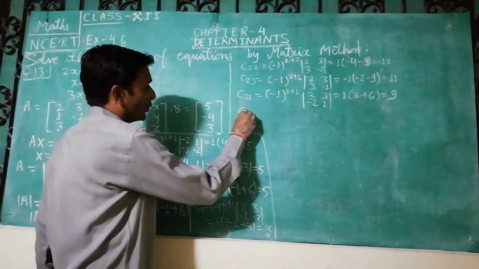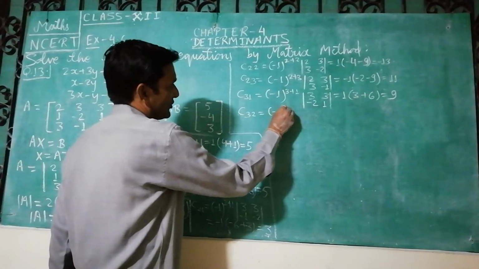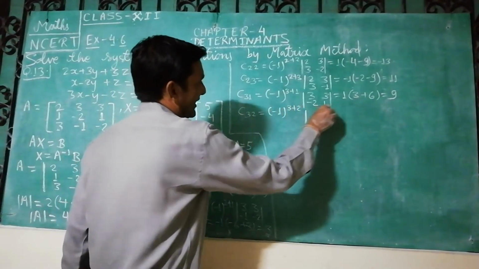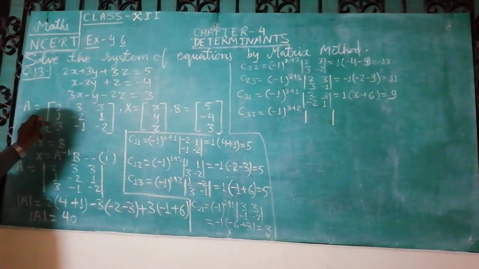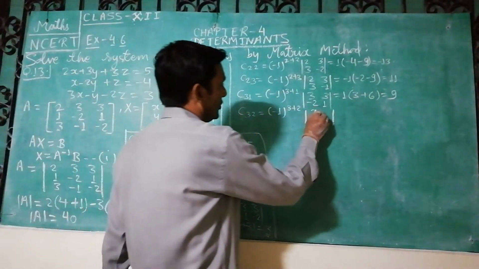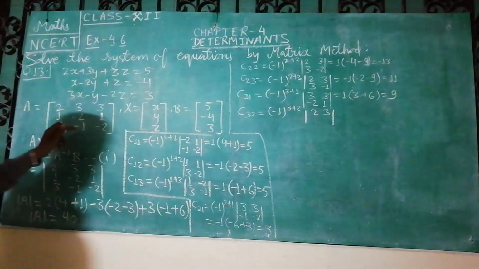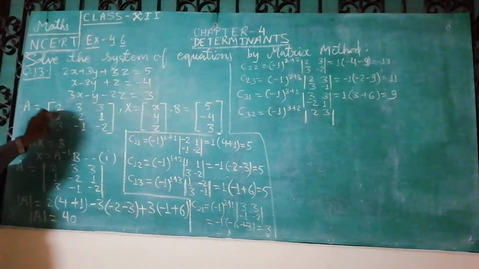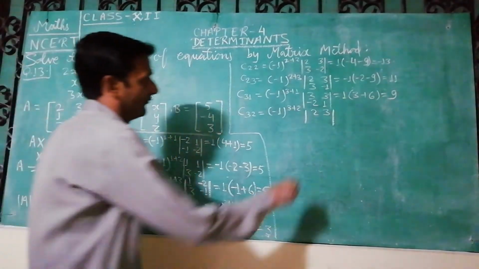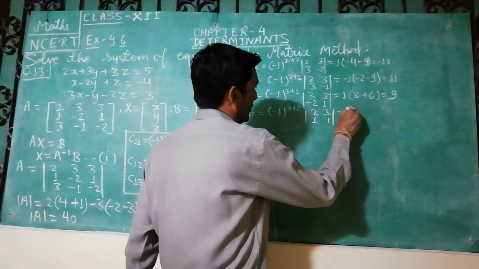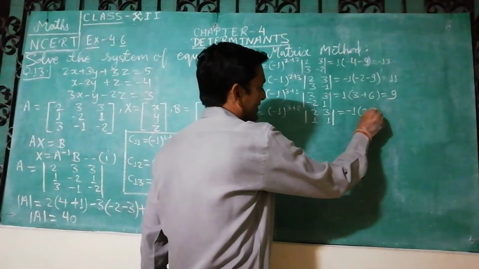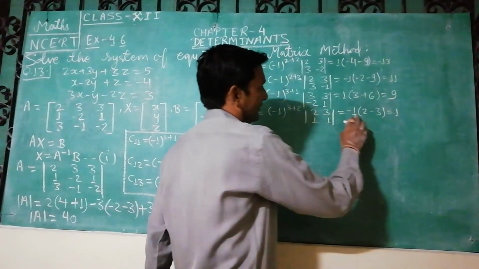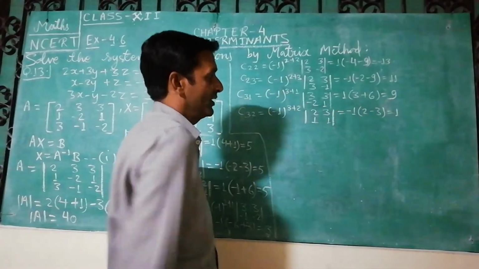Now C32. C32 is equal to minus 1 raised to the power 3 plus 2. And then in the determinant, third row and second column will be eliminated. Means 2, 3 and 1, 1. So it will be equal to minus 1 because here it is an odd power, 3 plus 2 is 5. So minus 1 and then 2 minus 3. 2 minus 3 is minus 1. Minus 1 into minus 1, that is plus 1.